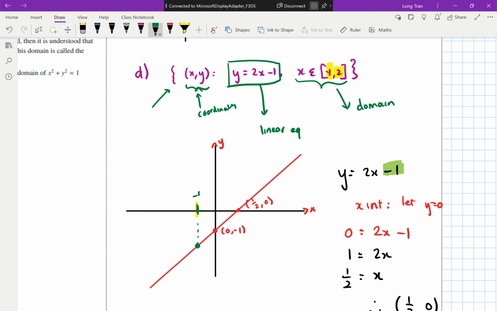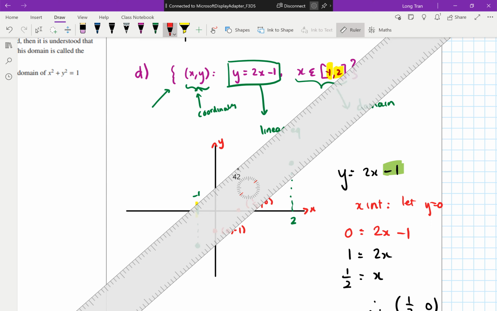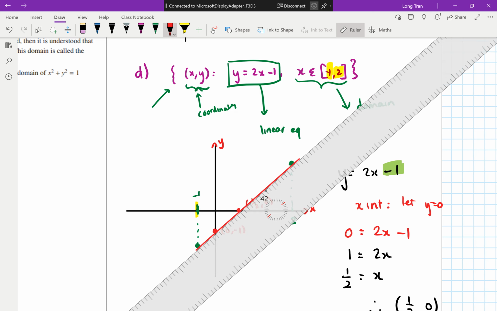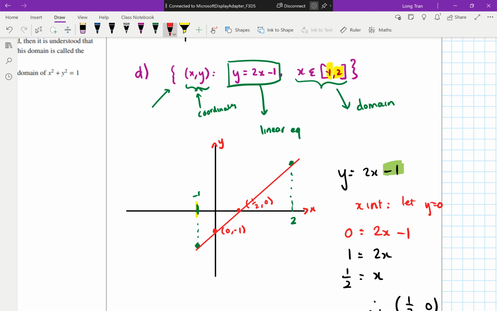So I need to know what that coordinate is. Then they said x is only up to 2. Well, this is half, so 2 might be over here. So I need to chop the line, only from here to here is how much of my graph I'm going to have. So let's put in my 2. This is my 2. If we were to now just draw that point, I'm going to put the ruler back in again, and I'm only going to sketch from -1 to the 2. That's what my graph looks like.